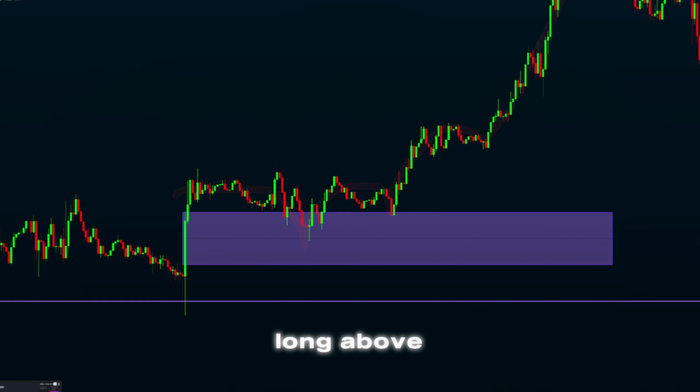Enter long above the chain high. Stop below the imbalance low, 25 points. Target: combined displacements projected, 1 to 4.